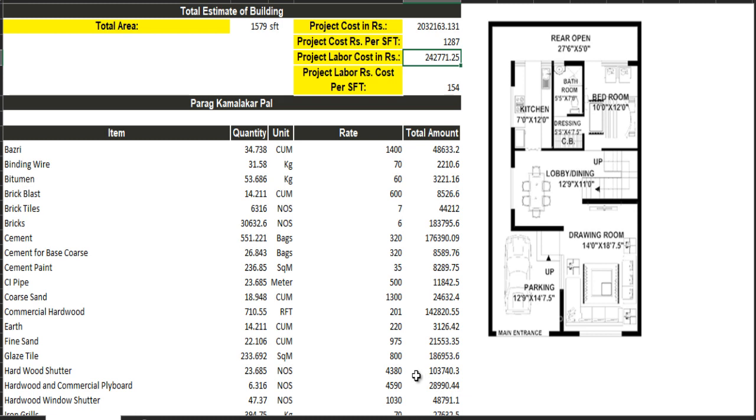So guys, if you want to use this particular data for this kind of building, you can use this building pattern and provide it to your customers, and it will reduce your work.